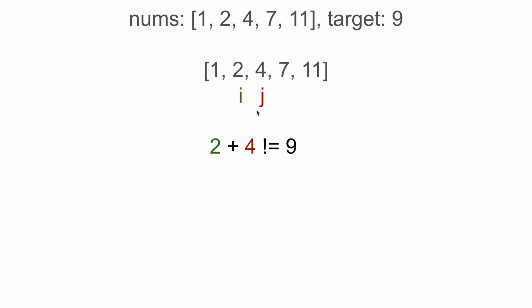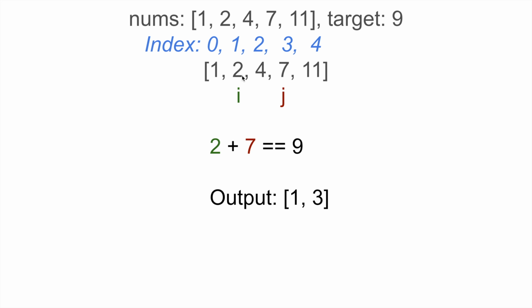Then we move the first pointer to index 1, and the second pointer to index 2. So these two values, 2 and 4, the sum of 2 and 4 is not equal to 9. Then we move the second pointer. So here the two values are 2 and 7. 2 plus 7 is equal to 9. So here we find what we want. We return the indices of these two values. So the output is 1 and 3.